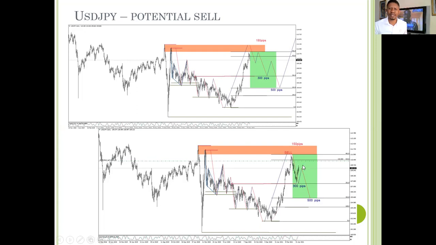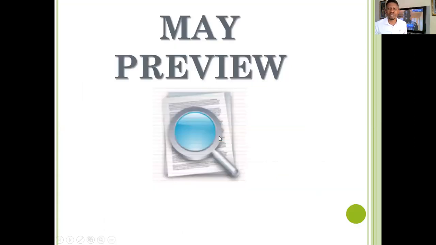Then from there, it went back again. Then we're waiting for it to come further down to the 500 pip level. So basically, we made those 300 pips.